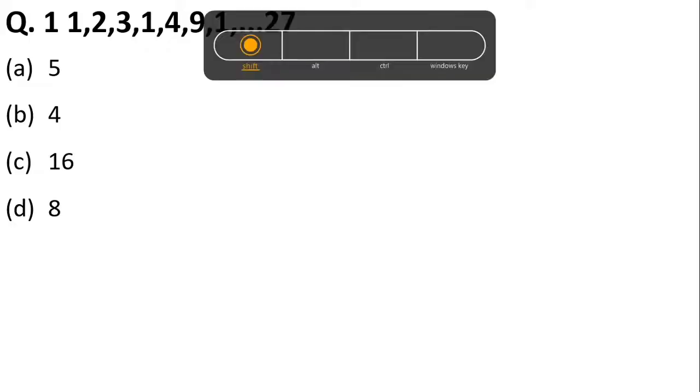The first question here is, there is a series given and you have to find the missing term. It starts with 1, 2, 3, 1, 4, 9, 1, dash, 27. So this is quite a simple series. If you just pay a little attention, you will be able to solve it very easily. The series is simple.